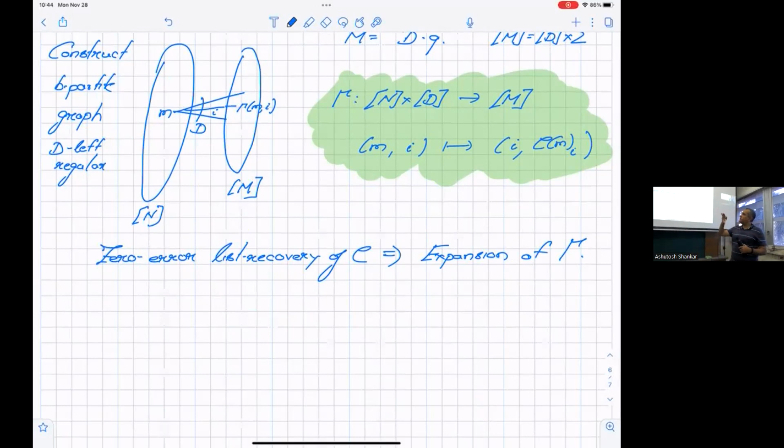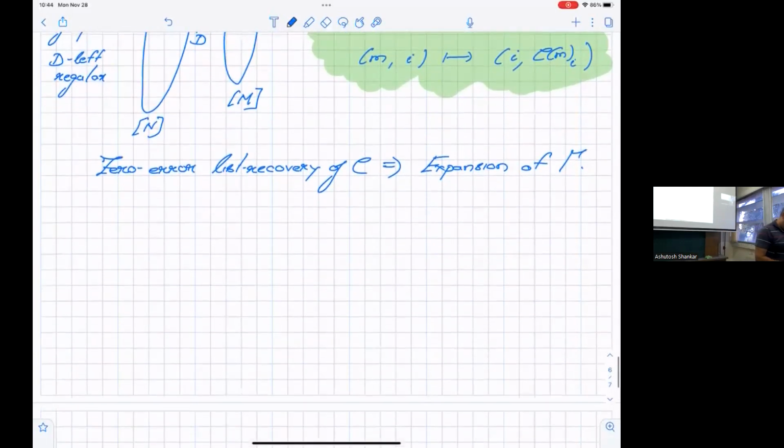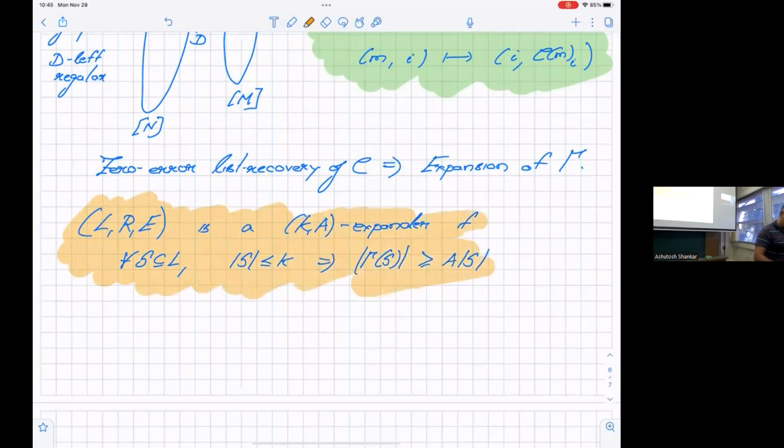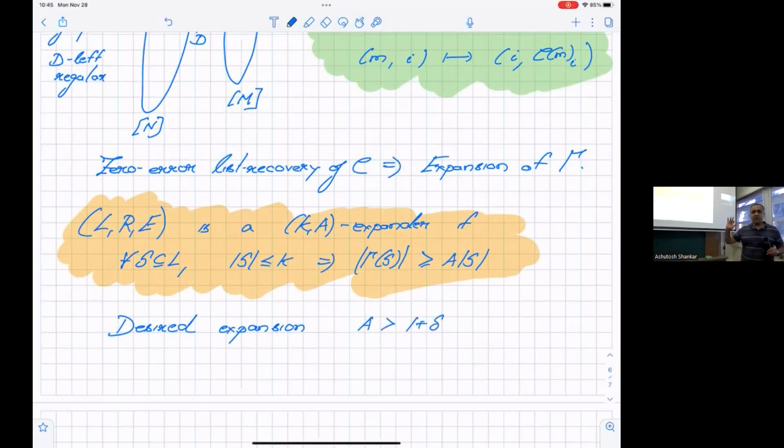What is expansion? That is that every set of size k. Let's recall: I'm giving you a graph L, R, E. This is a (k, A) expander if for all S subsets of L, mod S less than or equal to k implies the neighborhood of S is of size at least A times mod S. That is, every set of size at most k expands by a factor at least A when it goes to the other side. Desired expansion is typically A greater than 1 plus delta. We want expansion which is larger than 1.